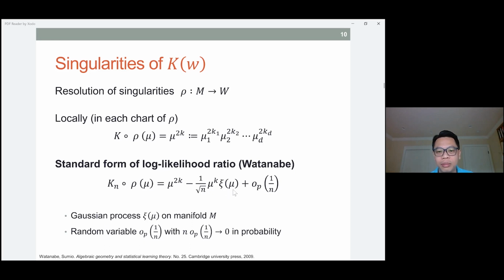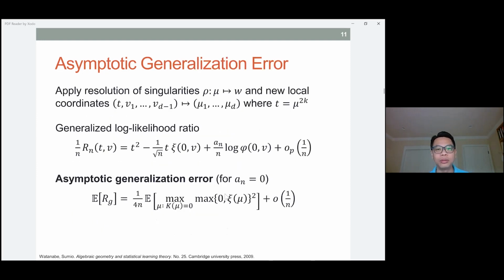We have this random variable here, which is well behaved. It's going to be a Gaussian process on the manifold. And we have this remainder term, which is often messy, but we can show that it goes to 0 in probability as the number of samples goes to infinity. So in the limit as the number of samples goes to infinity, we get this very simple looking function, which has a random variable that is well behaved. It's a Gaussian process, and we like things which are Gaussian, usually in statistics.